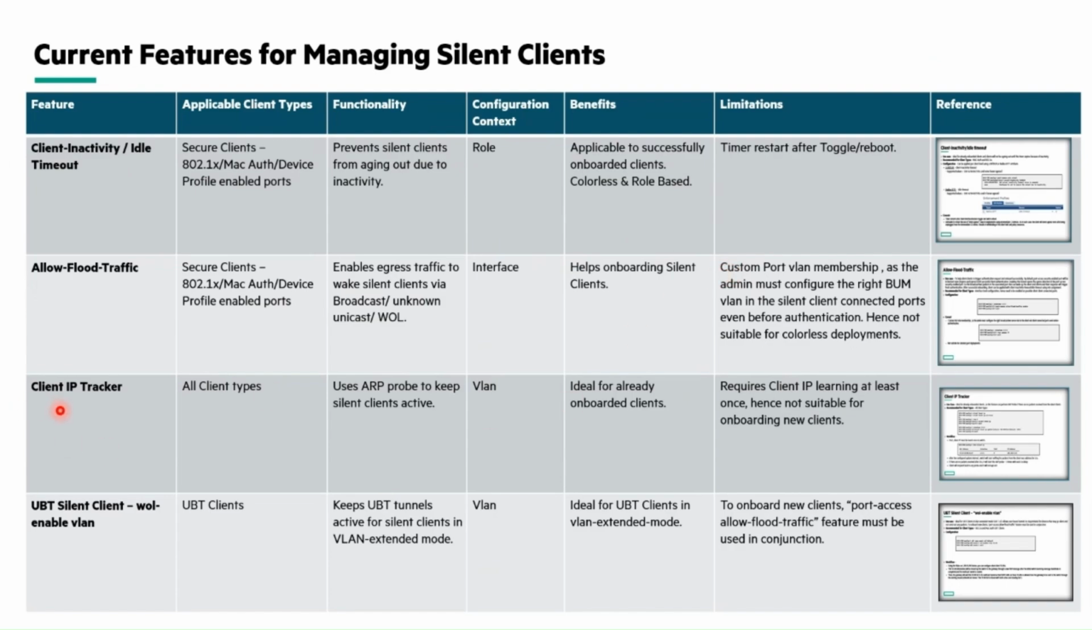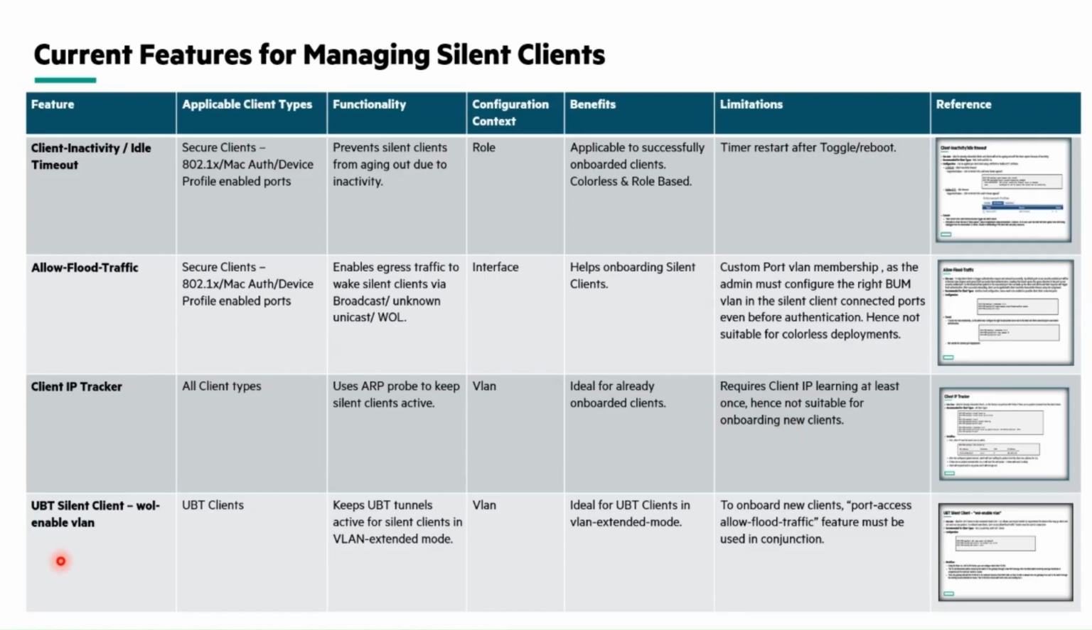Next comes the client IP tracker feature. It uses ARP probes to keep the clients active. But even here, it is a VLAN level configuration, and it is only effective after the client has onboarded, or at least once the client ARP entry is learned. So it is not suitable for new clients.